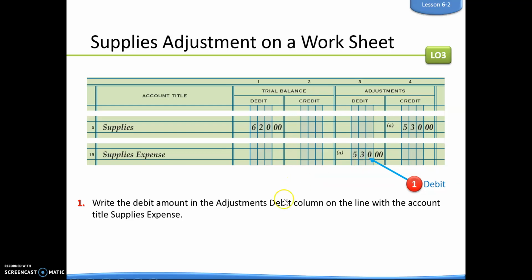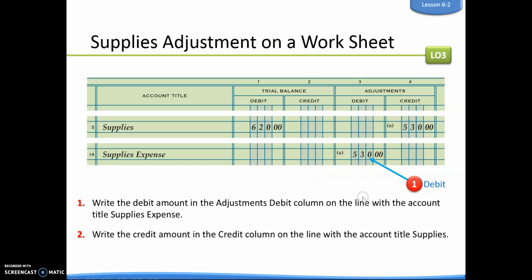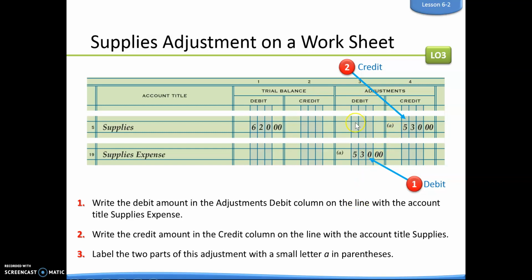Okay? So we write the debit under the supplies expense, and then we write the credit under supplies, under our adjustments, and those are the only 2 things that actually end up in our adjustment. I want you to just note the little A. The little A just signifies that this is one adjustment, and then there's going to be a B for our second adjustment. Okay, that's all that means, the little A's and the little B's.